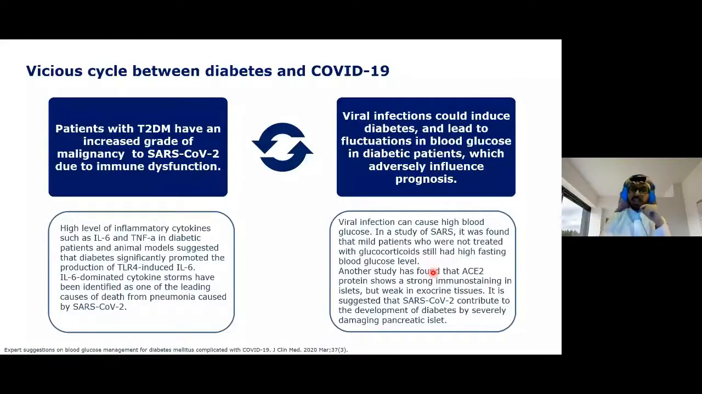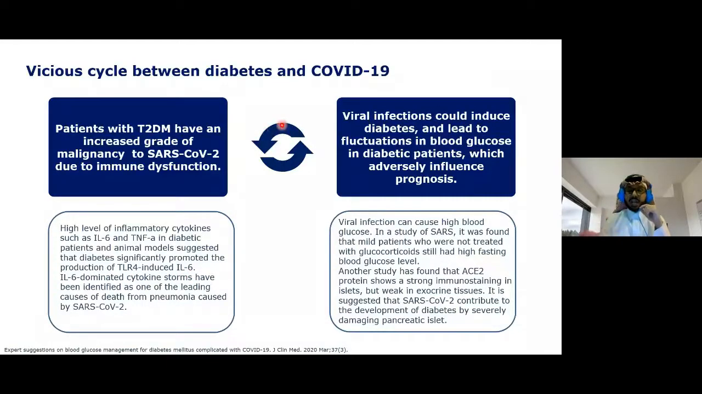Here I made it simple for you, the cycle between diabetes and COVID. Patients with type 2 diabetes have an increased risk of severity with COVID-19 due to immune dysfunction, as we shared with you: higher levels of inflammatory cytokines such as interleukin 6 and TNF-alpha in diabetic patients, and animal models suggest that diabetes significantly promotes the production of TLR4, inducing interleukin 6.